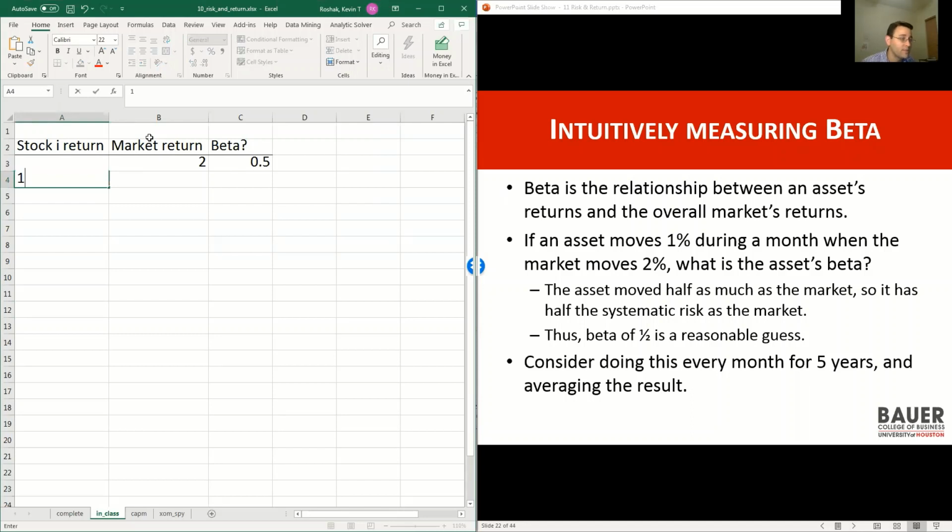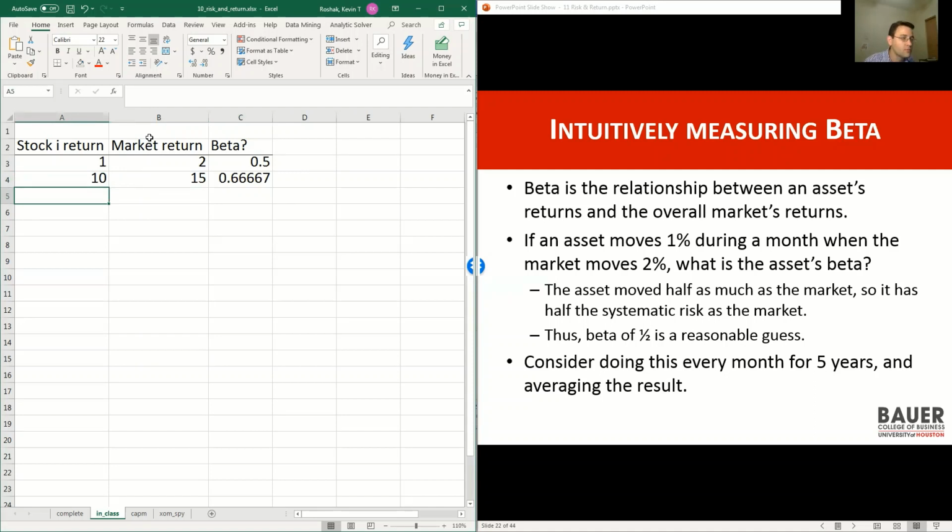Suppose our stock moves 10 at the same time that the market moves, say, 15. What would be the inferred beta here? Well, it'd be about 2/3. Our stock moved 2/3 as much as the market. Okay, so in this month, in the second month, our stock looks a little bit more systematically risky, right? It moved more with the market than it did that first month.